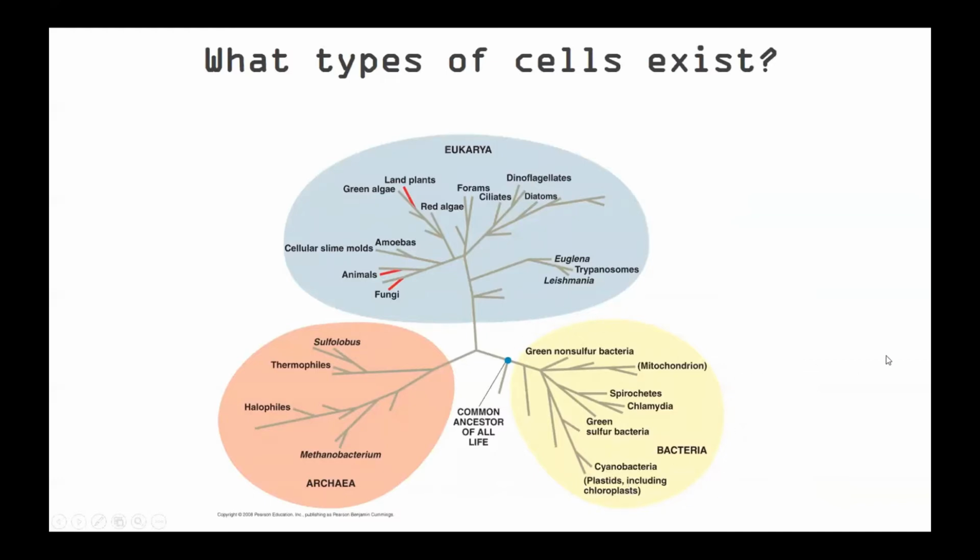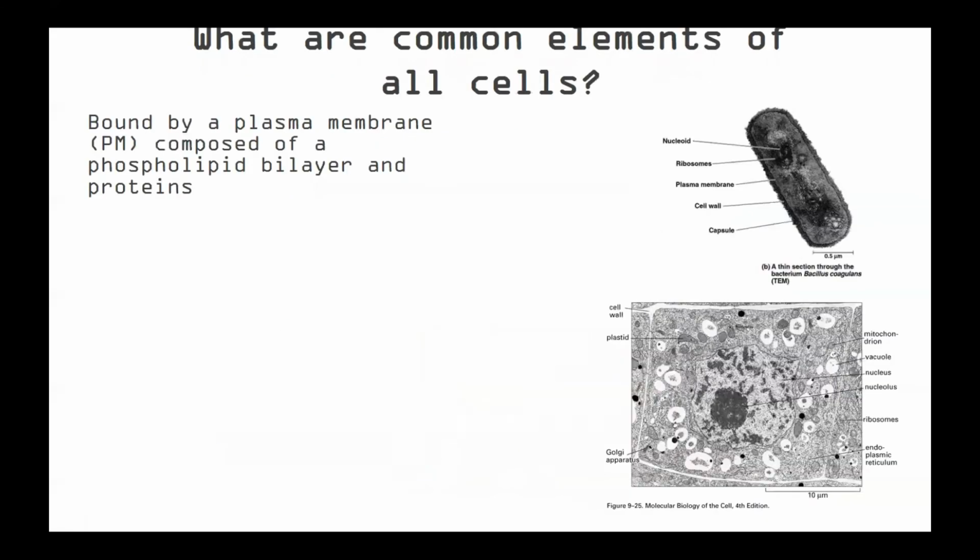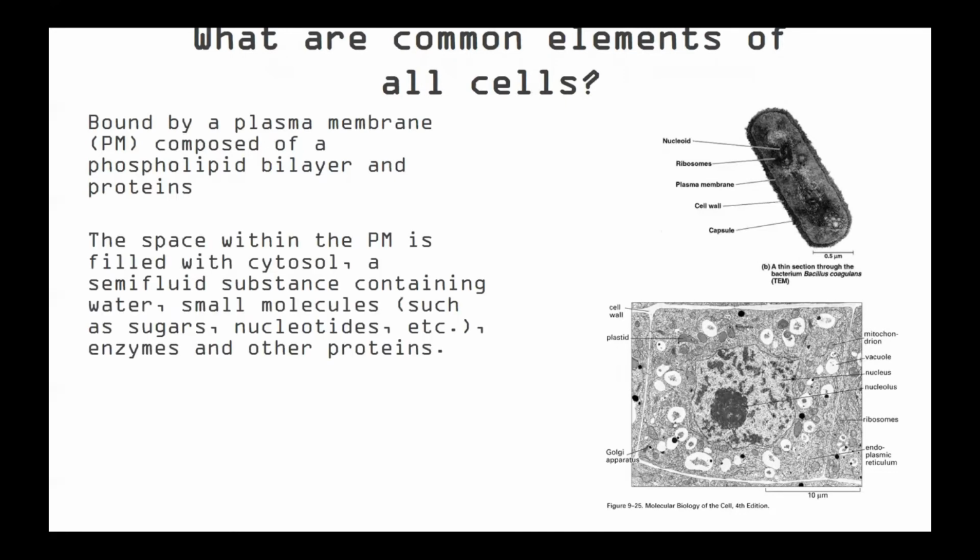So just to get us going, let's talk about what are some common elements of all cells from all categories. Okay. All cells are bound by a plasma membrane that's going to be composed of a phospholipid bilayer. We're going to be talking more about phospholipids in chapter 7. These phospholipid bilayers also have proteins of various compositions that we will touch on a little bit later, but they're all going to be kind of encased in this plasma membrane.